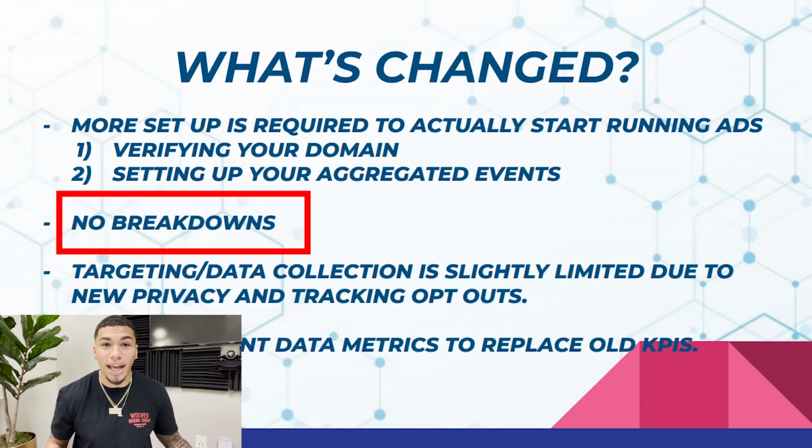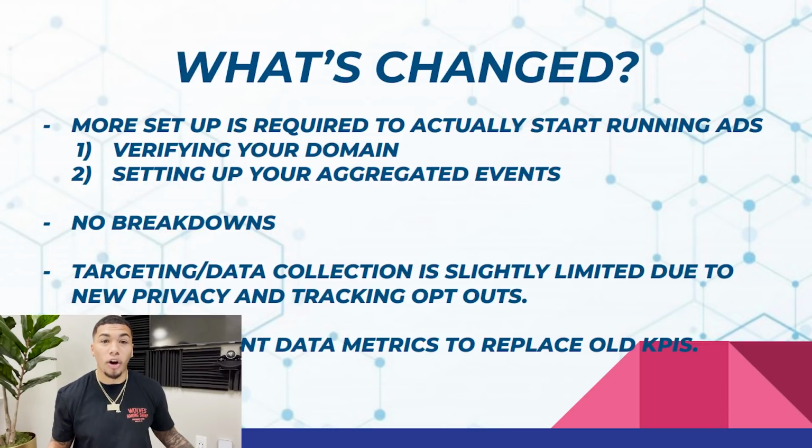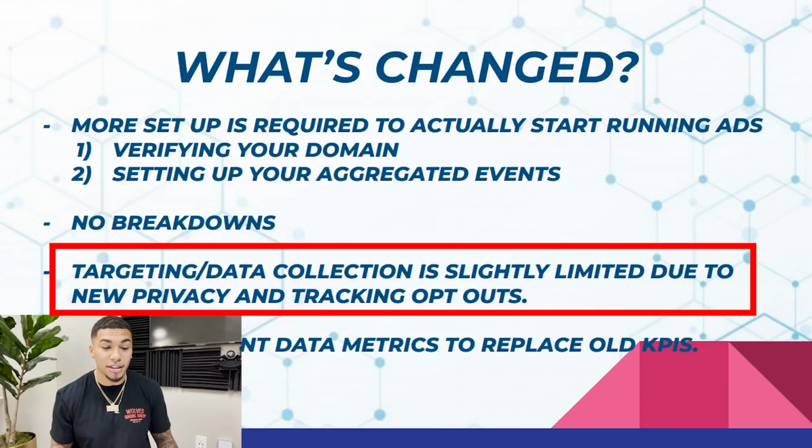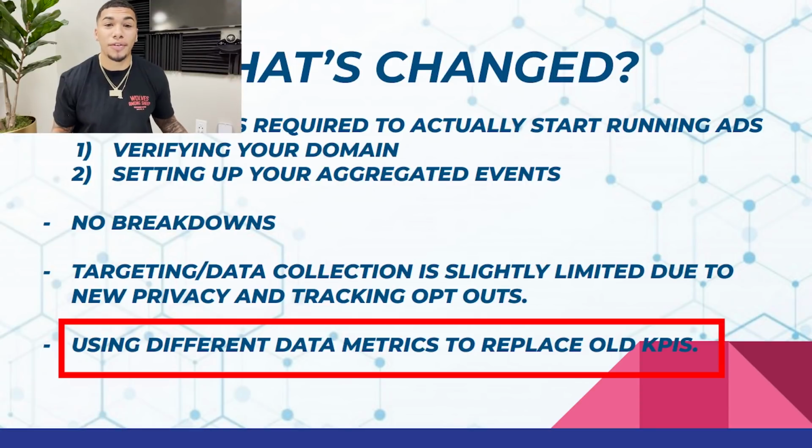Secondly, there are no breakdowns happening anymore, so you cannot break down any of your profitable ad sets. Targeting and data collection are slightly limited due to new privacy and tracking opt-outs. And we're having to use different data metrics to track our KPIs efficiently.